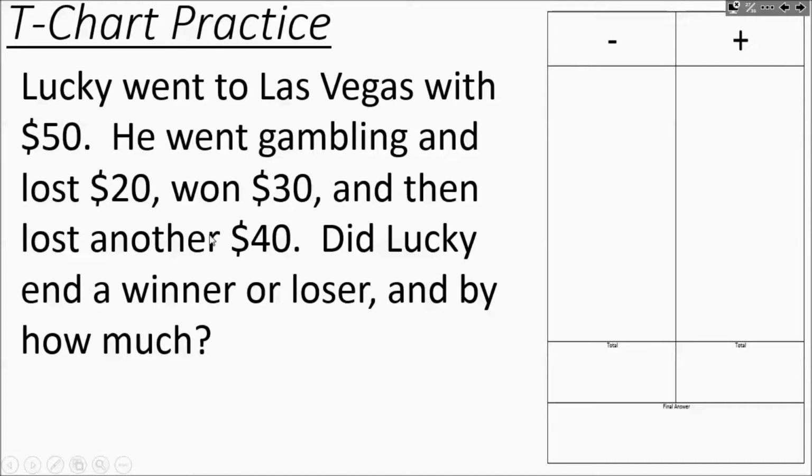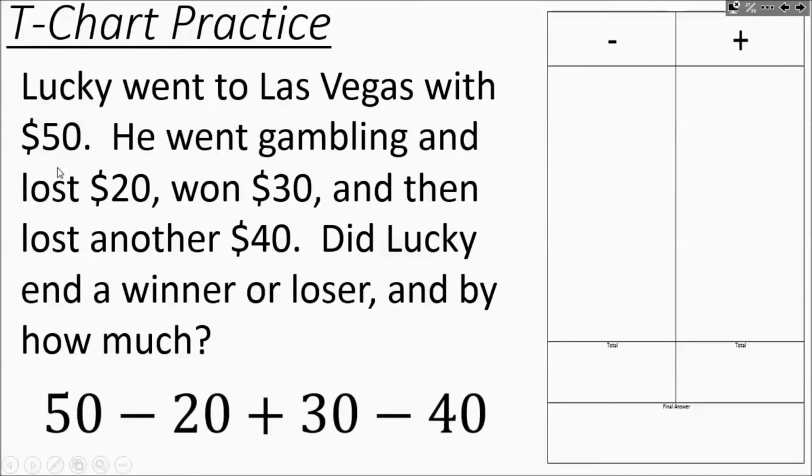So we're going to write down our numbers at the bottom here, just what each number represents. If he shows up to Las Vegas with $50, that means he started with a positive 50. So here are the numbers at the bottom. He lost 20, that's the negative 20, won 30, plus 30, and lost 40. So there you go. There are 4 terms we're dealing with. 2 of the terms are negative, and 2 of them are positive.